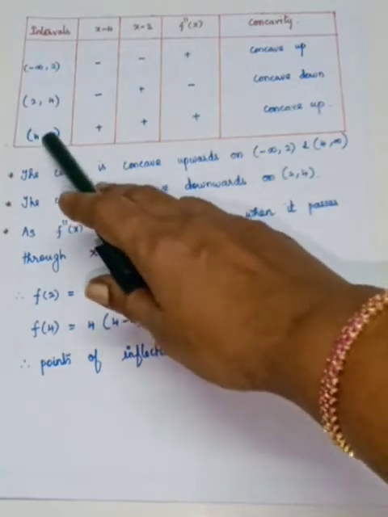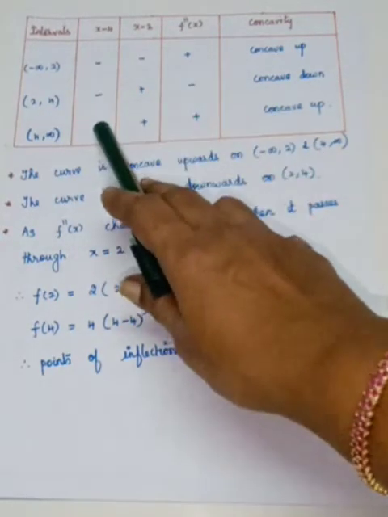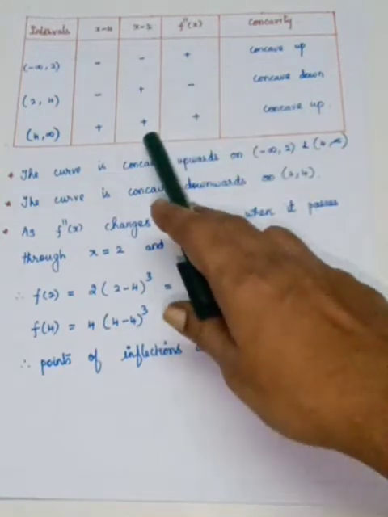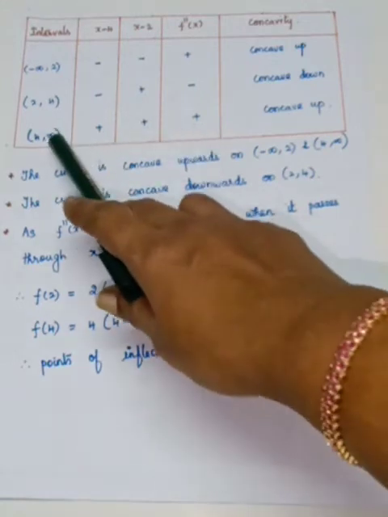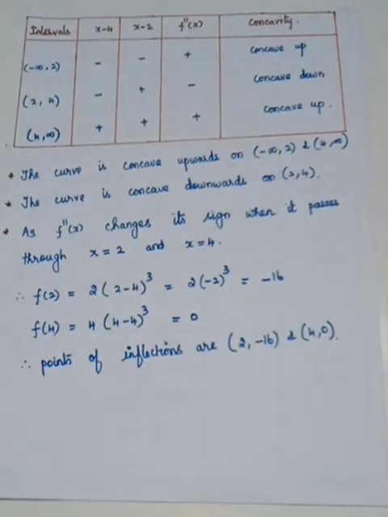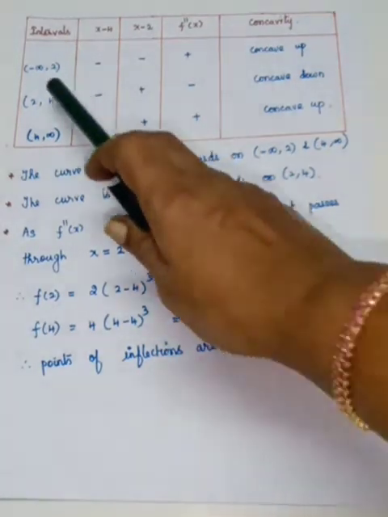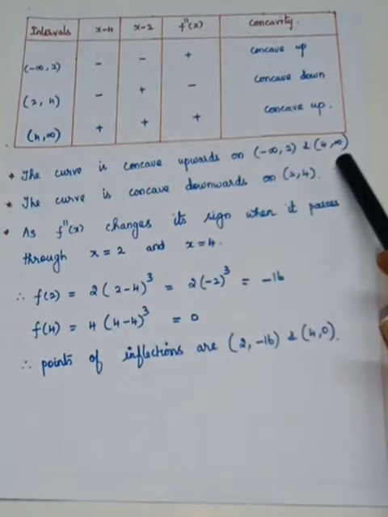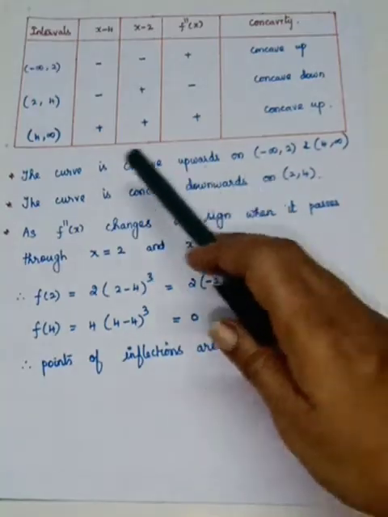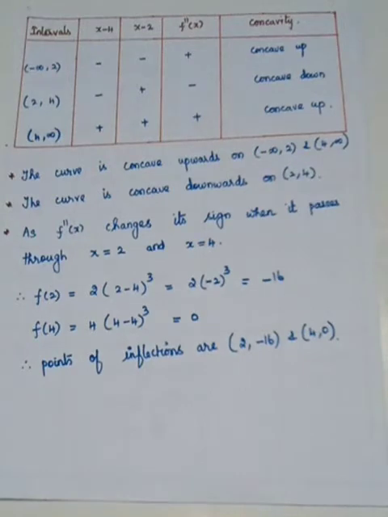Next interval, 4 to infinity. In 4 to infinity we can take 5. So 5 minus 4 is positive, 5 minus 2 is 3, that is also positive. If you multiply positive into positive, that is positive. So in this interval the function is concave upward. So you have to give the conclusion. The function is concave upwards in minus infinity to 2 and 4 to infinity. Then the curve is concave downward in the interval 2 to 4. So we have completed the intervals of concavity.